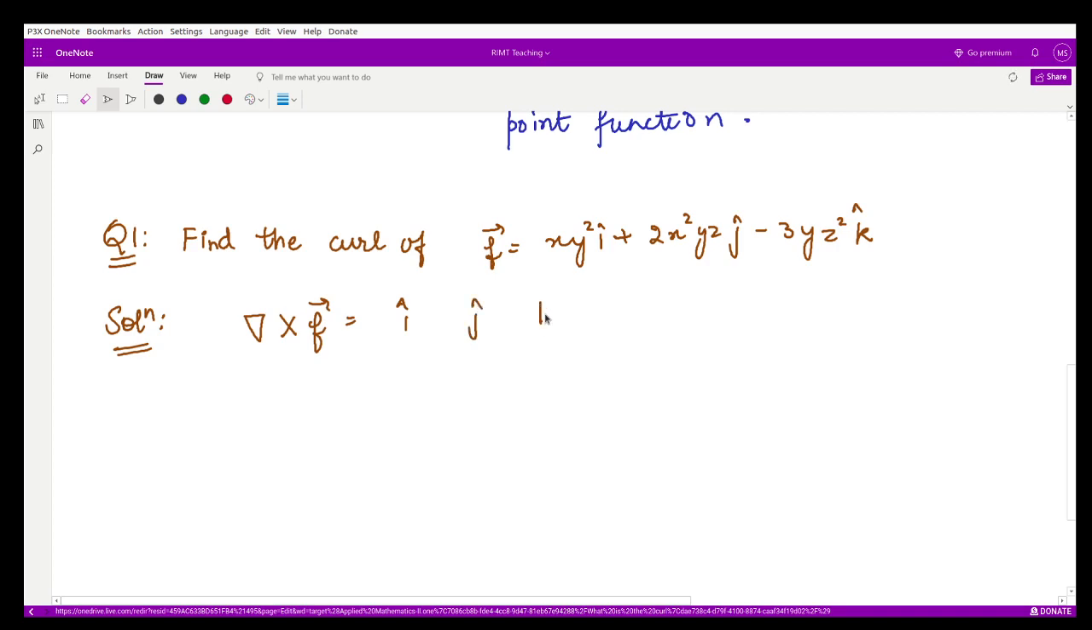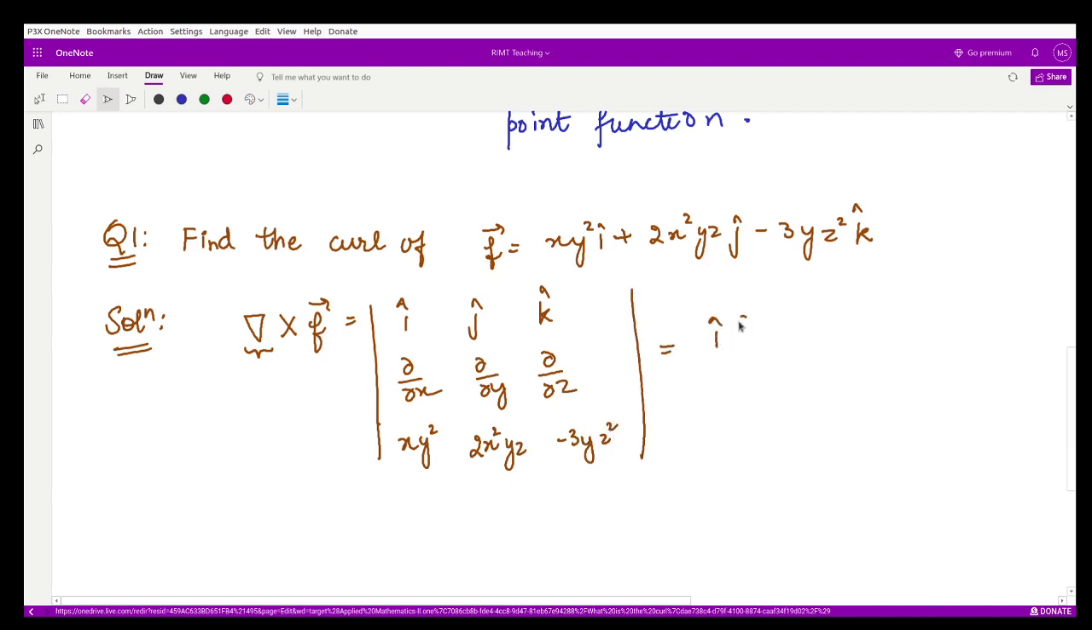So this is basically i cap, j cap, k cap, and then the quantities for the operator del, that would be del by del x, del by del y, del by del z, and then the quantities for the vector f, that are x y square, 2x square yz, and minus 3yz square. So you have to compute this determinant. For i vector, you perform del by del y of minus 3yz square, minus del by del z of 2x square yz. So this is corresponding to i cap.